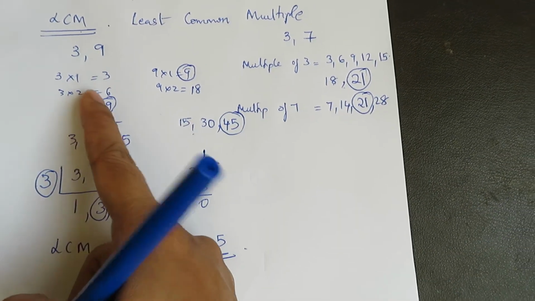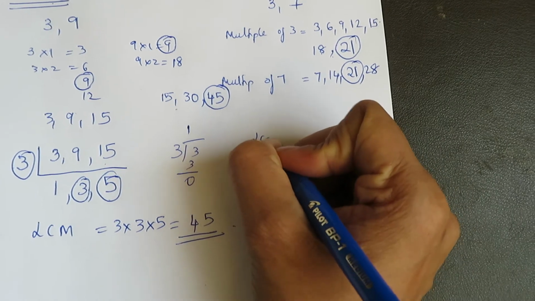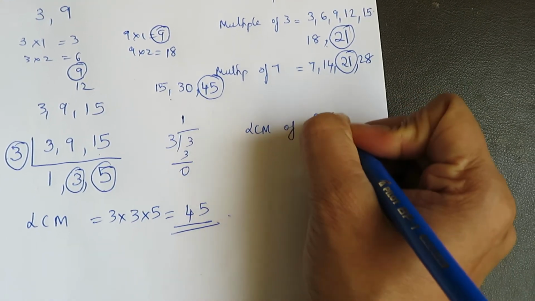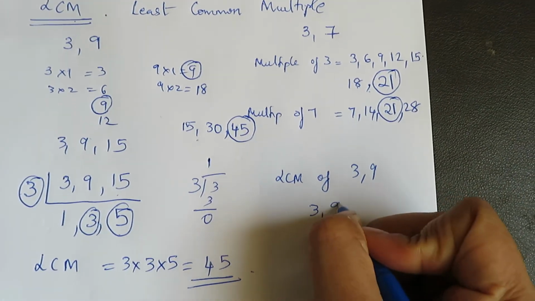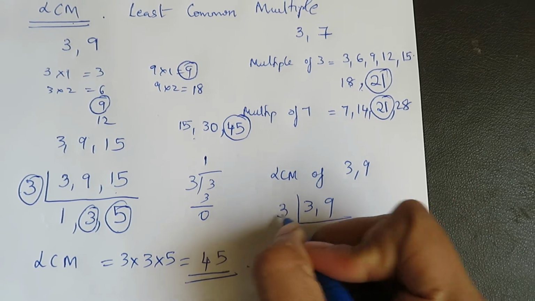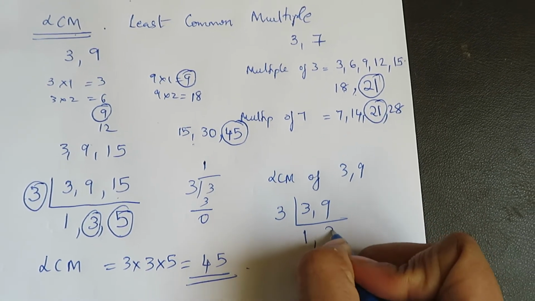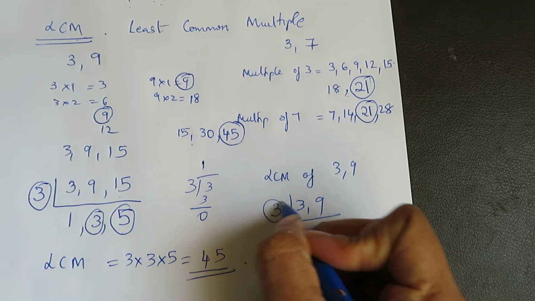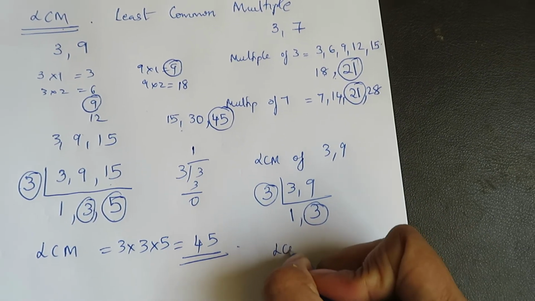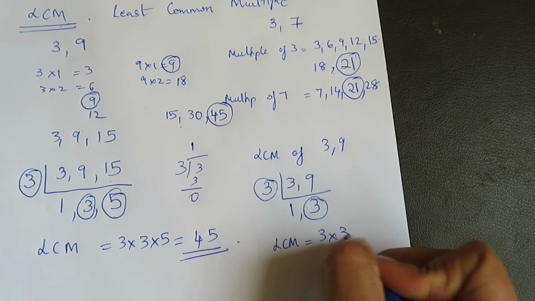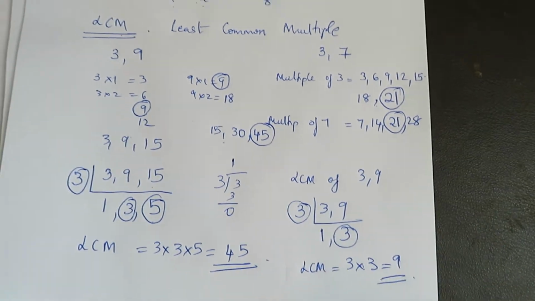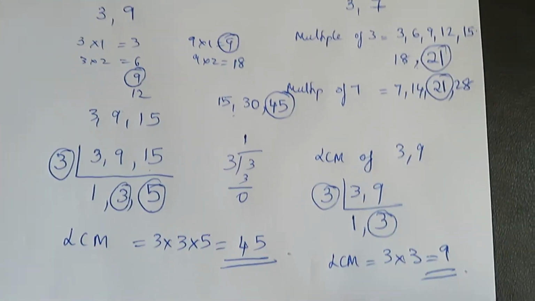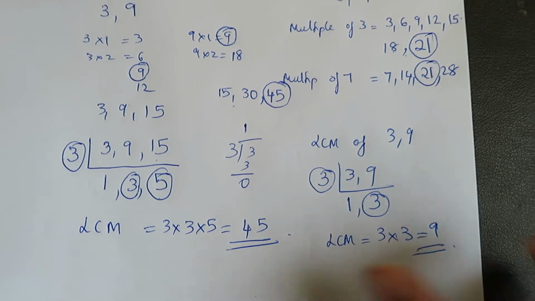So suppose I see 3 and 9. What do I do to find the LCM of 3 and 9? So I'll write 3 and 9. I know they are in the multiplication table of 3. 3 1s are 3, 3 3s are 9. Done. Now I don't have anything more to do here. I'll circle the numbers. So the LCM is 3 into 3, which gives you 9. Okay, so this is another way to find out the least common multiple.